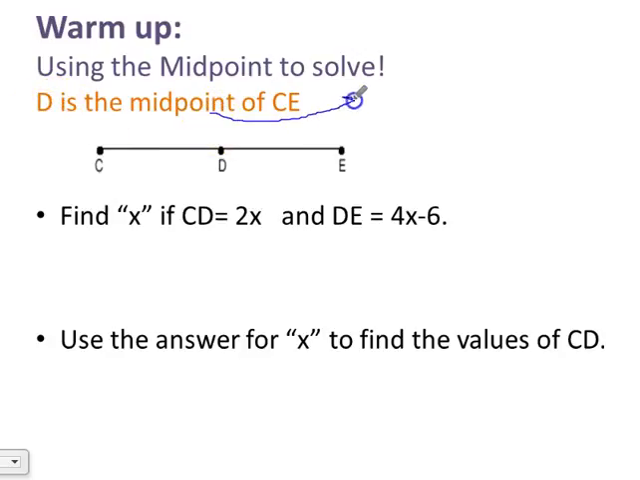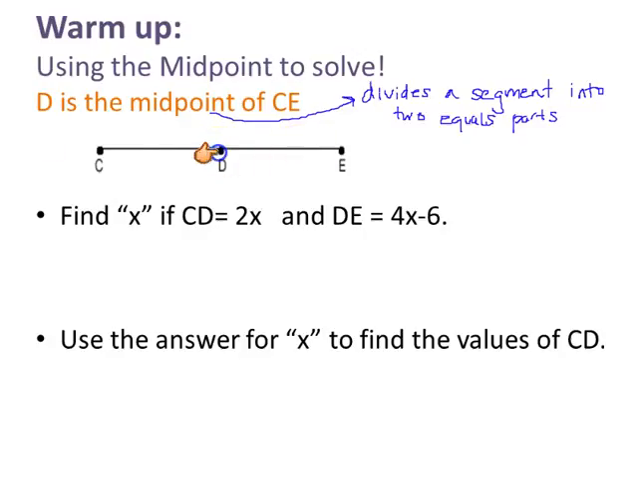Remember, a midpoint divides a segment into 2 equal parts. So that's what a midpoint is. It divides a segment into 2 equal parts. So because D is the midpoint, we know that segment DC, or CD, would have to be equal to segment DE.